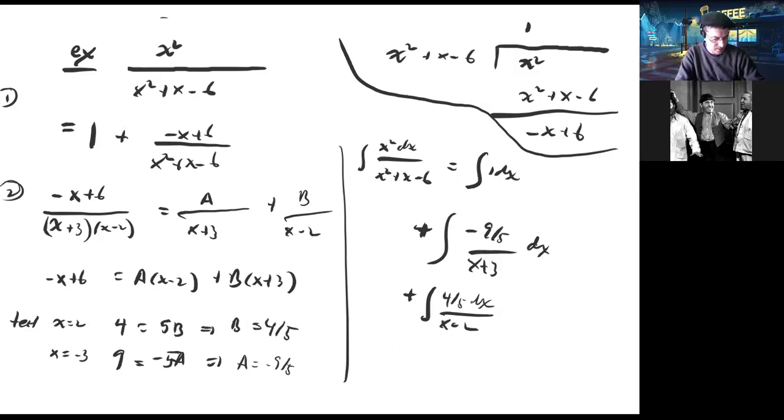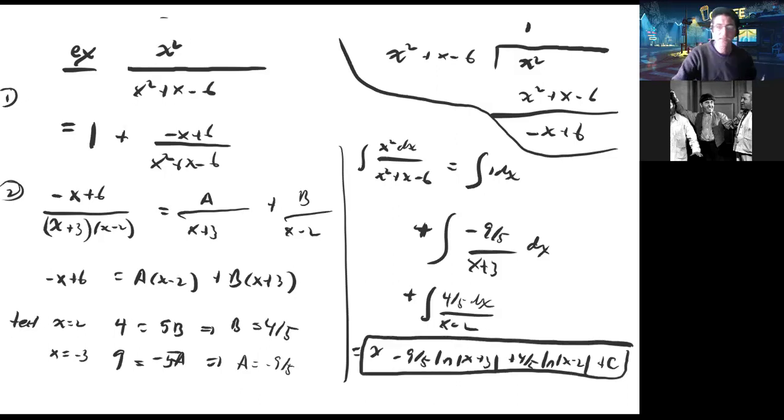And then we can solve this problem. I'll write the answer down. It's going to be given by the integral of 1 dx is x. The second integral gives me a minus 9/5 ln absolute value x plus 3. And the third integral gives me a 4/5 ln absolute value x minus 2 plus c. So that's the final answer to this example, and this is also the end of today's lecture. Next time we do more complicated cases.